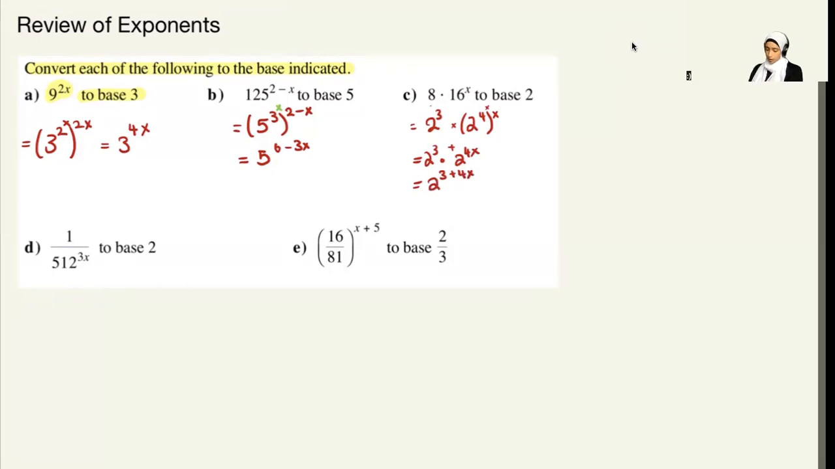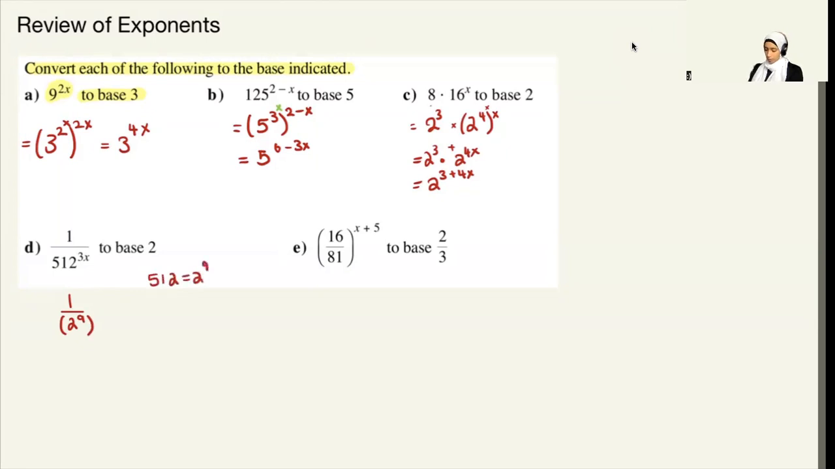So the next one over here says 1 over 512 to the power of 3x, to the base of 2. So I want to write 512 as something to the base of 2. And I'm going to save you the time here. I did test it out a lot: 2 to the power of 5, 2 to the power of 7, 2 to the power of 8, until I got that it's 2 to the power of 9. And so 512 could be written as 2 to the power of 9.